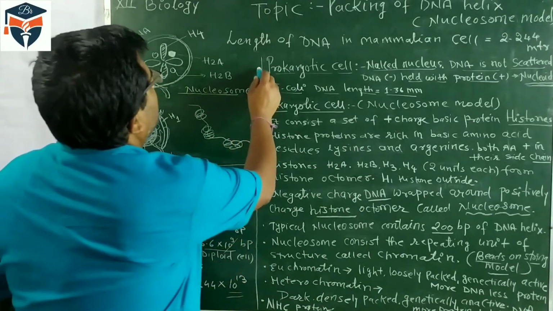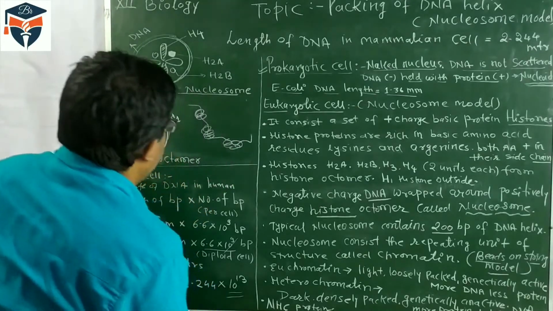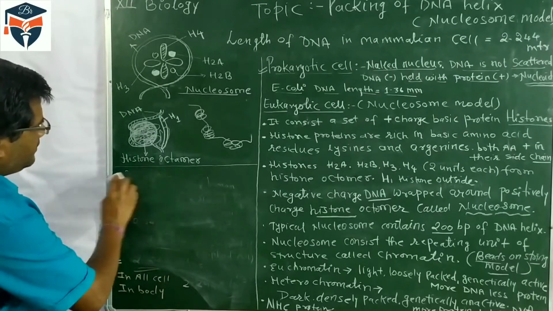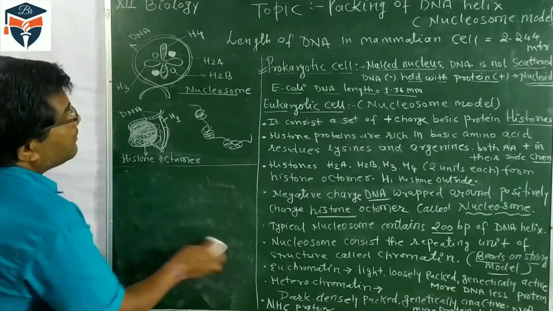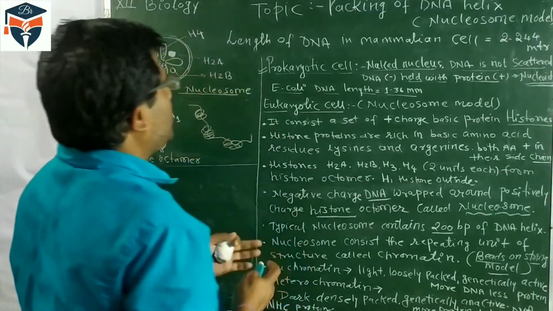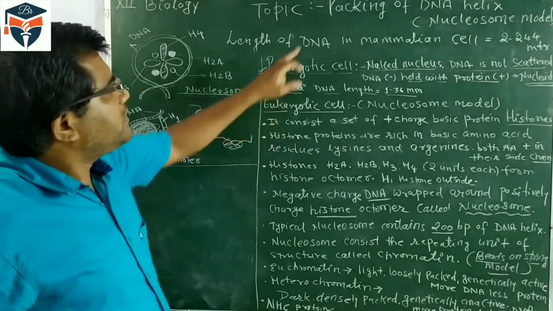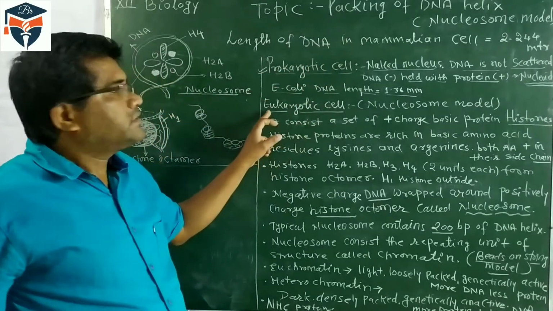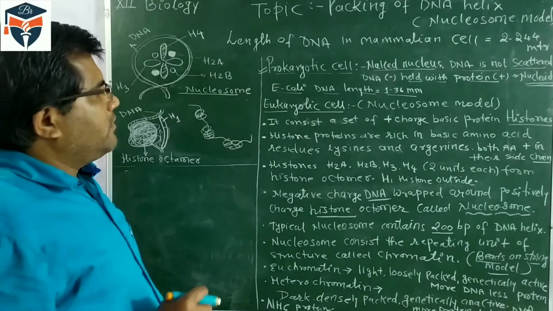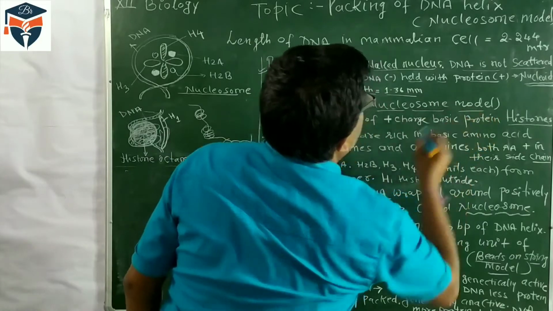So we should learn only this thing in prokaryotic cell. Now the second part which we are discussing, and it is a very important part, is the packing of DNA helix. We are talking about packing of DNA helix in eukaryotic cell. It means studying the packing of DNA in eukaryotic cell. In eukaryotic cell, this packing of DNA is also known as the nucleosome model.